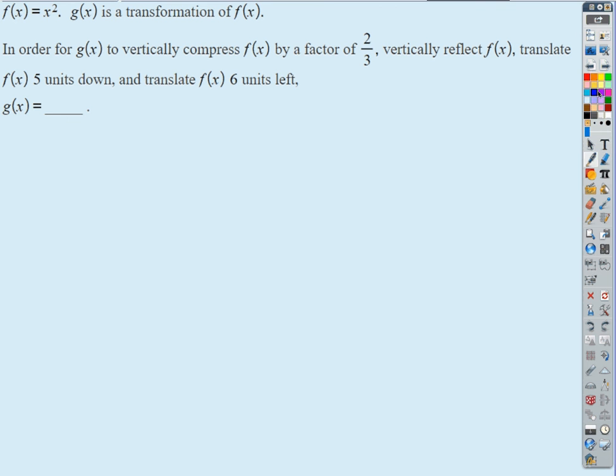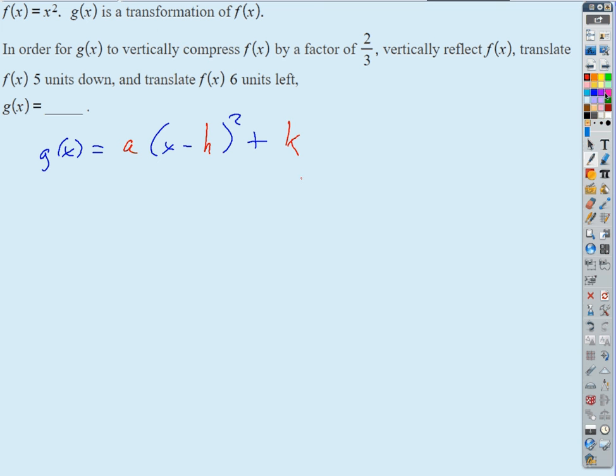So if g of x is a transformation, all these are essentially the same thing. g of x is going to be a transformation of f of x, and we're going to use the same parameters, a, h, and k. So we're going to get g of x equals a times (x minus h) squared plus k. I just have to know what values I'm plugging in for a, h, and k.